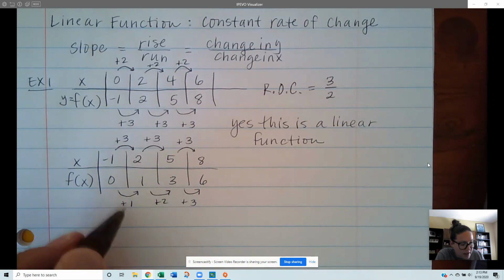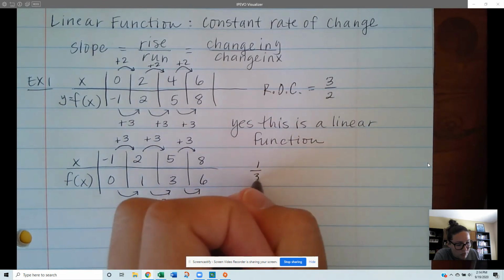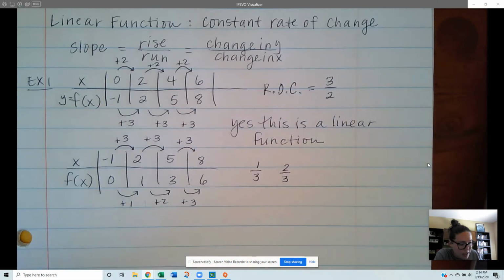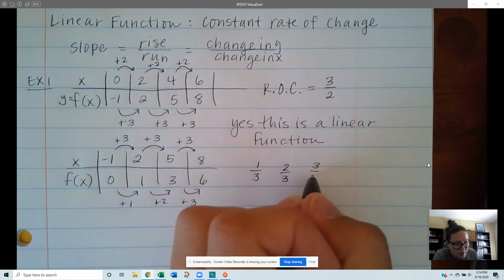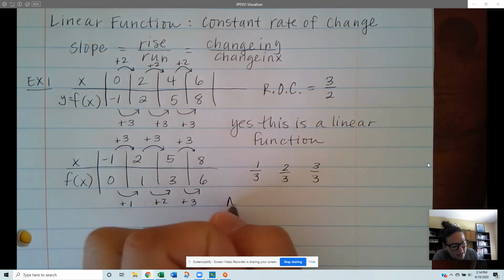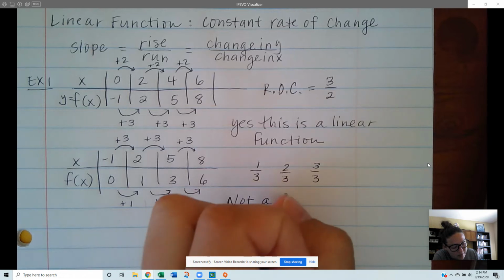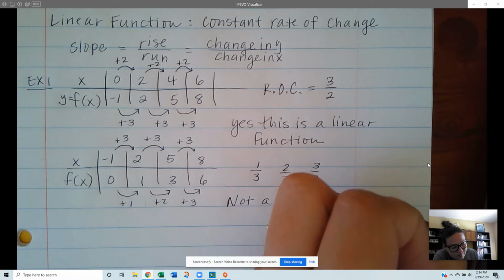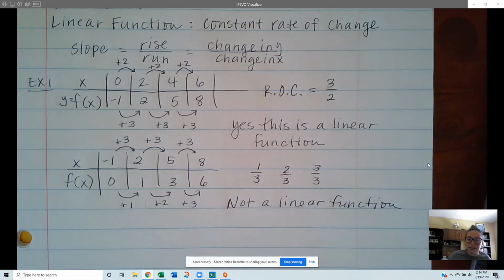So here we would have a rate of change of 1 over 3. Then it changes to 2 over 3. And then it changes to 3 over 3. So since it's not a constant rate of change, this is not a linear function.